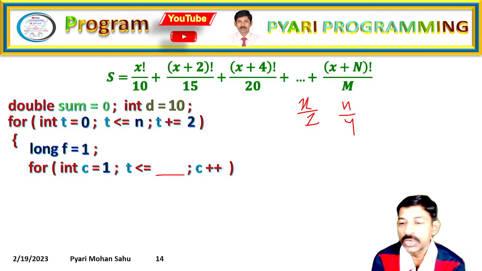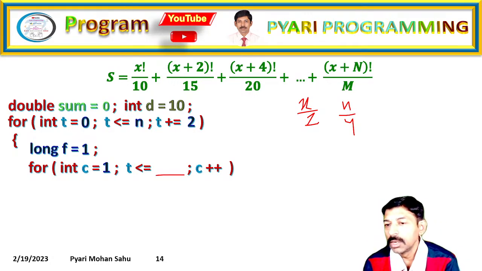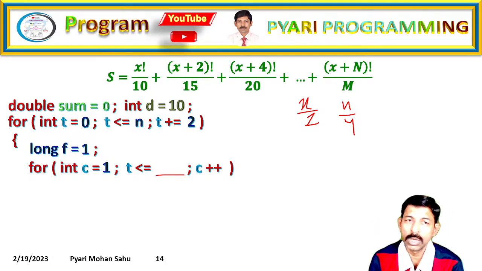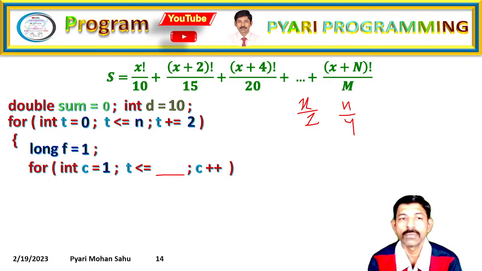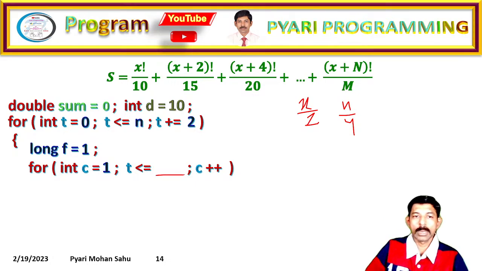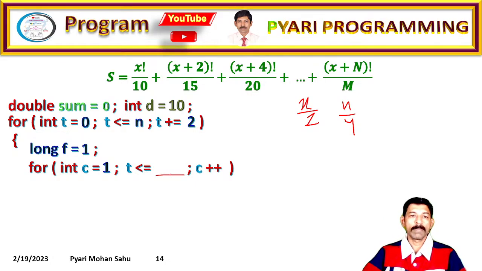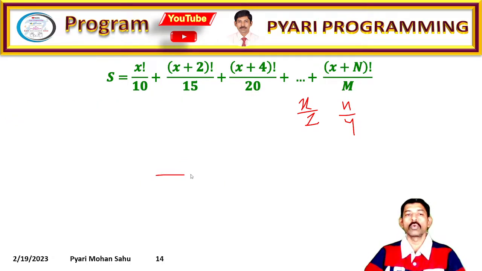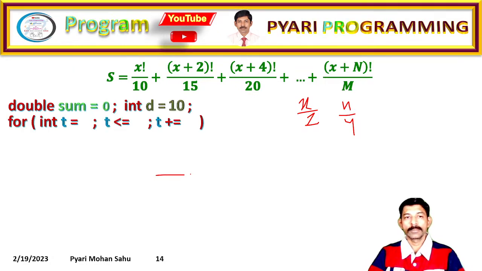Okay, that initialization you are talking about. Okay, t is less than equals to c. T is less than equals to c. Where is c? I don't have c. Oh man, this is wrong of mine. This is t is less than equal to n, not c.